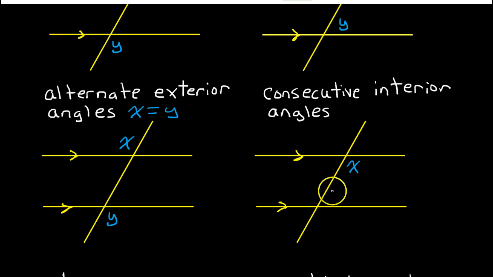So consecutive must mean that they will be on the same side of the line, like this. Now, notice that angle y is acute, and angle x is obtuse. So they're not going to be equal. When you have an acute angle and an obtuse angle in a parallel lines cut by a transversal situation, they are probably supplementary. So x plus y has to add up to 180, also known as supplementary.